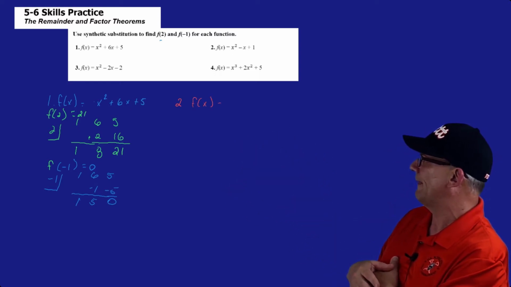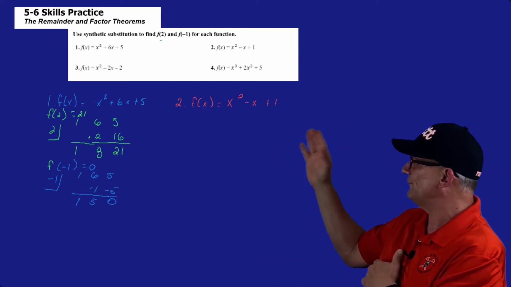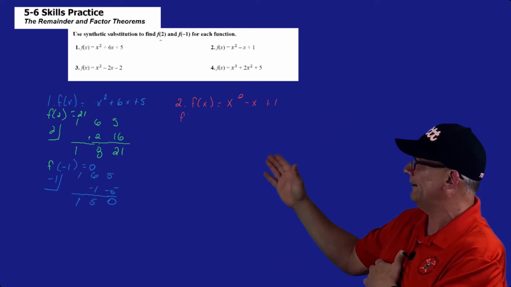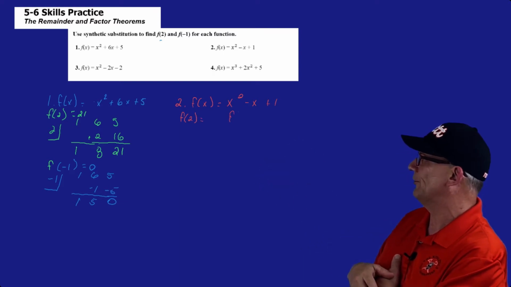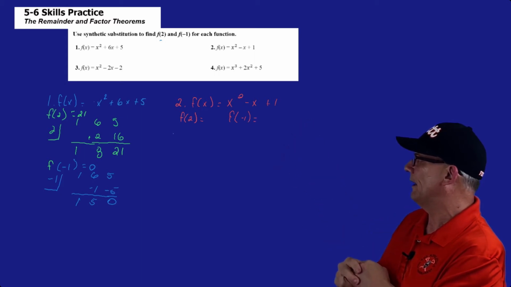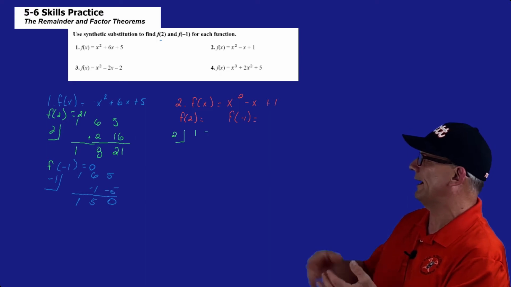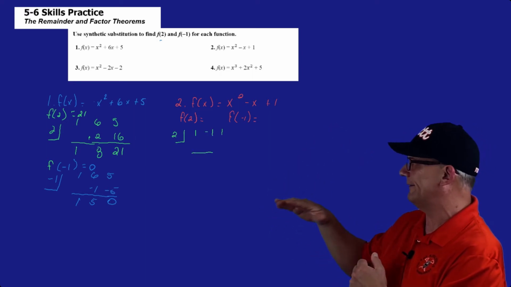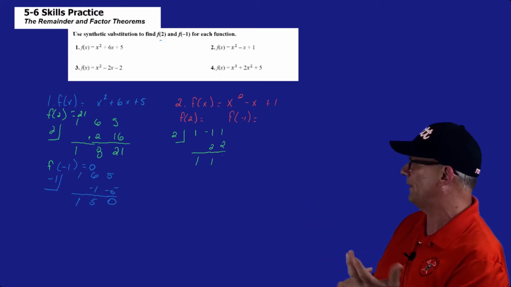Okay, number 2, -x squared minus x plus 1. So we're going to once again use 2. The coefficients here are 1, -1, and +1, right? All right, so here we go. Remember, put your 2 outside the line. Everything inside the line, we're going to be adding. Everything outside the line, you're going to be multiplying by 2.